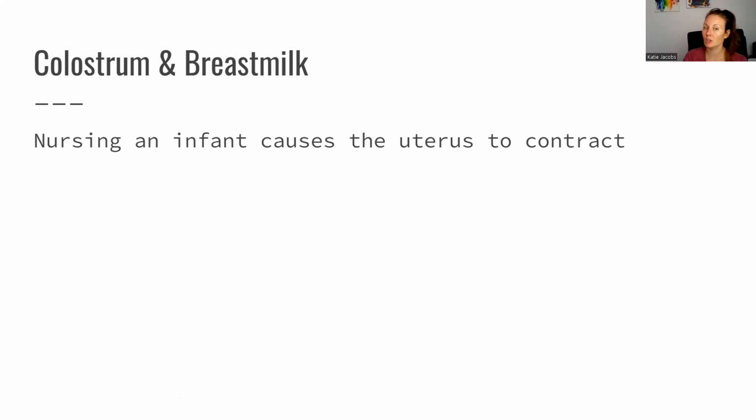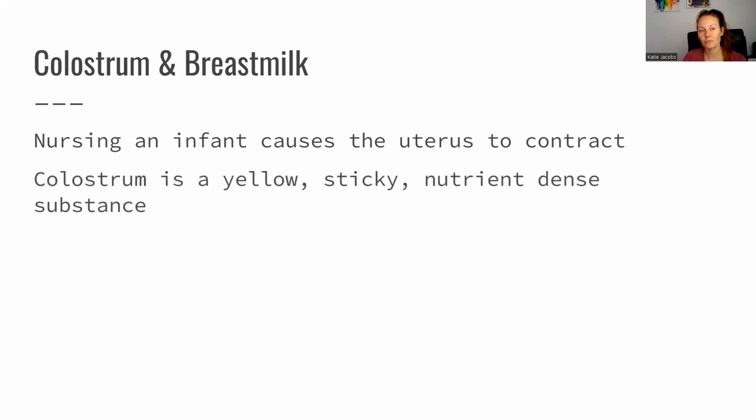And so it's really interesting because nursing can do this, but skin to skin contact can also cause the uterus to contract, because then it's releasing those feel good oxytocin hormones. So this colostrum is a yellow, sticky, nutrient-dense substance, has a lot of antibodies in it. And they say that as long as a baby is exclusively breastfeeding, so there's no formula and there's no food, which you wouldn't be given to a child right at this point anyway, that they will be immune to everything that the mother is immune to, which is really interesting.